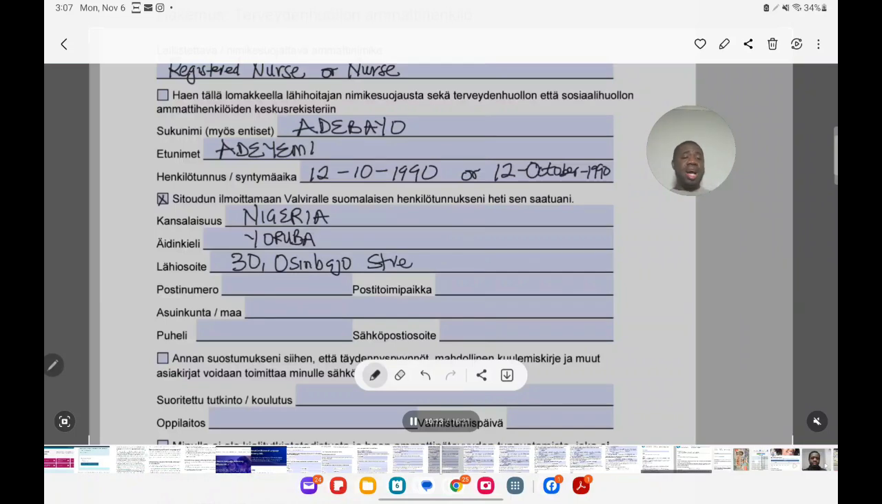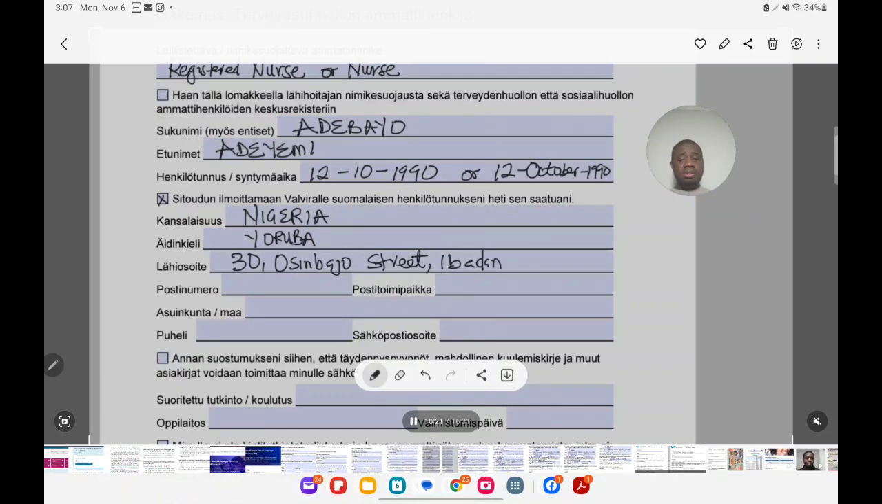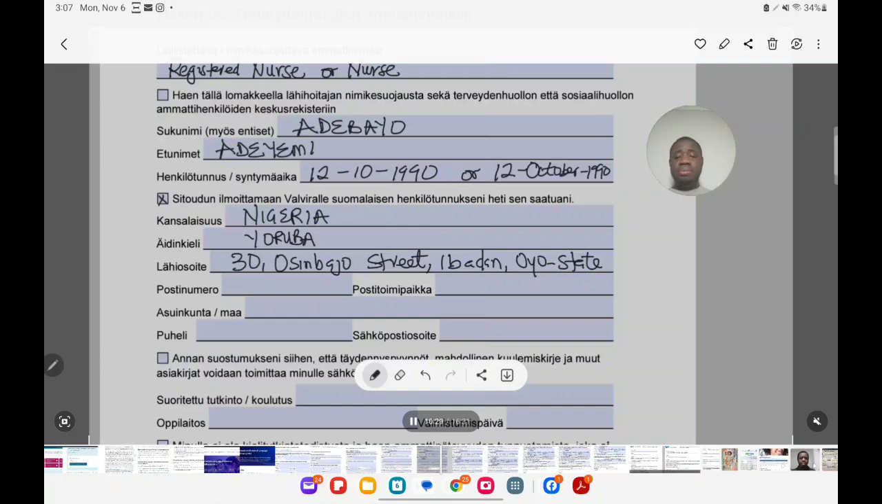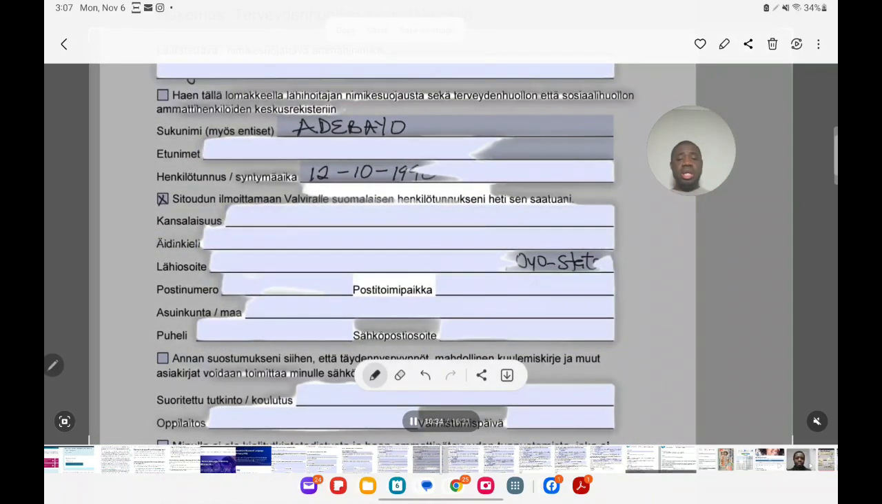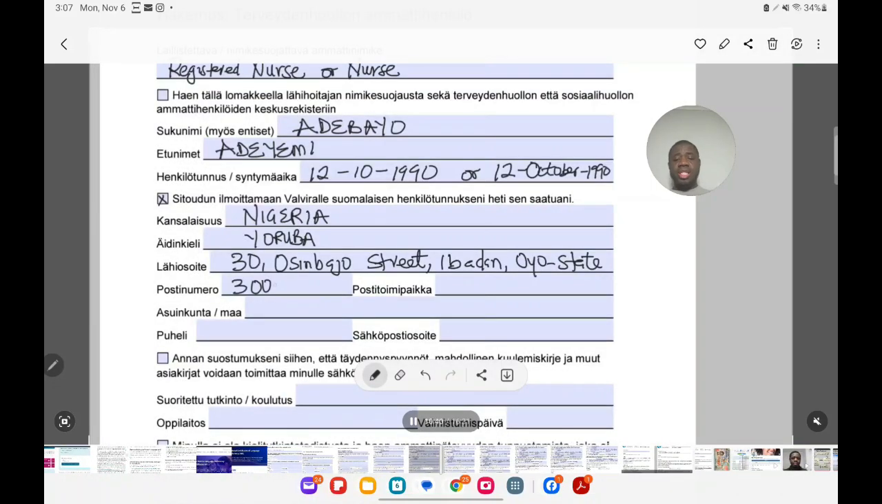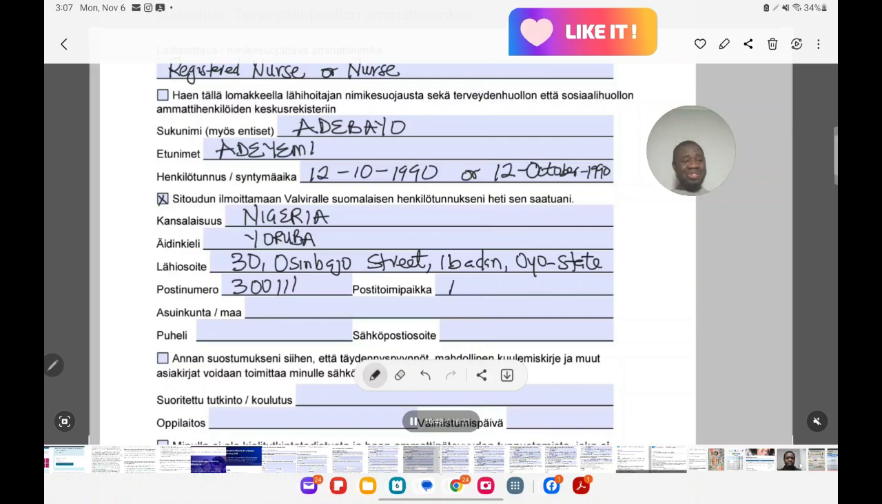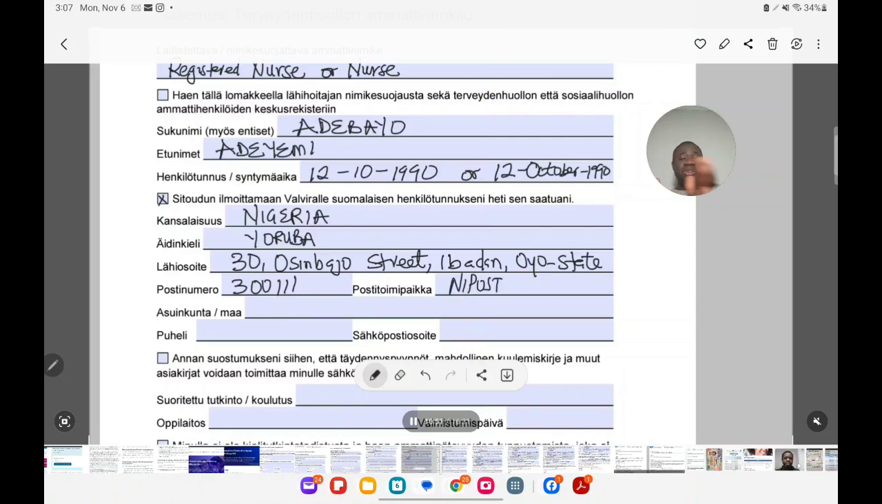So Lähiosoite is asking about your address, your home address. So my address is 30 Oshimbajo Street, Ibadan. That is my address or your state. And Postinumero is talking about your postcode, I mean your zip code. So whatever your zip code is, just write it there. So Postitoimipaikka. Like I said, I don't know Finnish language, whatever I'm saying here is from Google Translator.